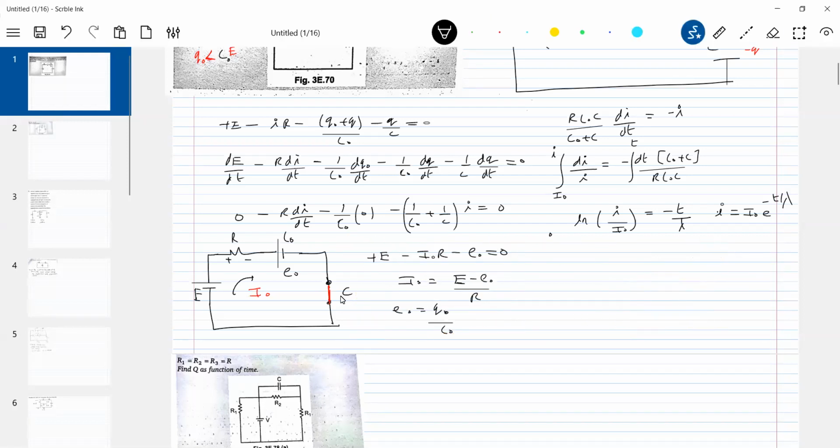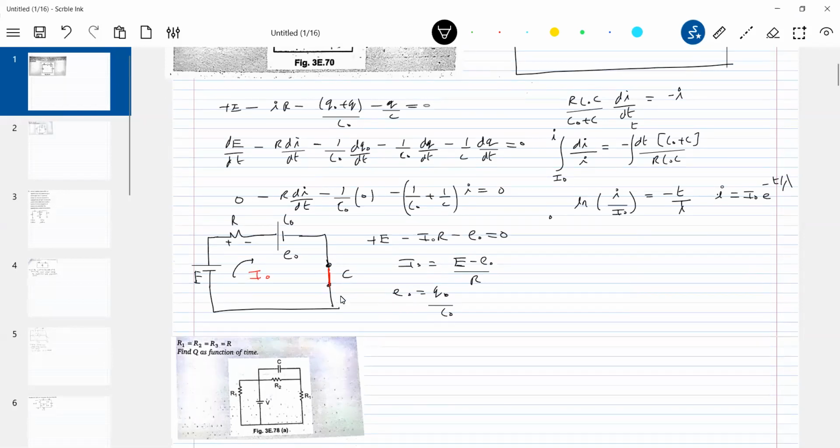The value of I will be... so the I naught will be equal to E minus Q naught by C naught, by R, or E C naught minus Q naught by R. Okay, I think the equation itself will tell you, no? If Q naught is greater than E C naught, the current will be in the opposite direction. This value of I naught, you have to substitute here, and you'll get the expression.